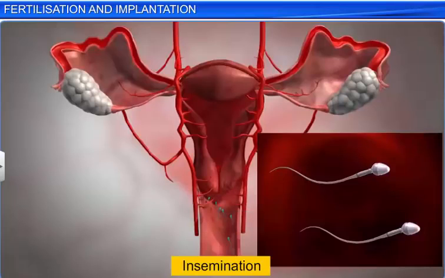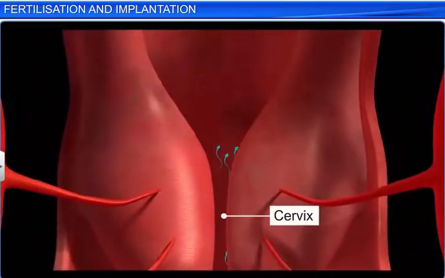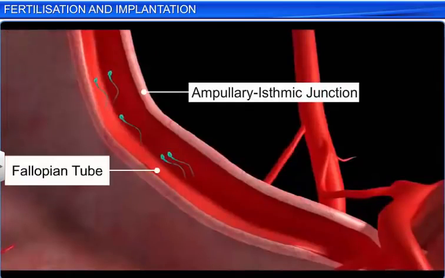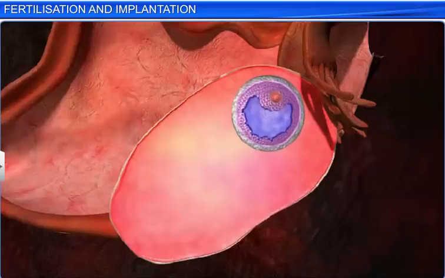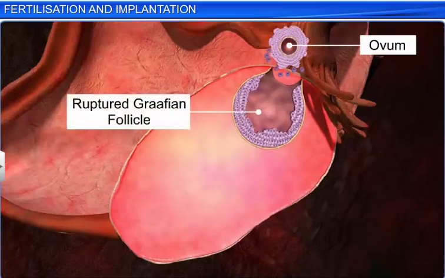Interestingly, while half of the total sperms released carry the X chromosome, the other half contain the Y chromosome. These sperms then rapidly move through the cervix, pass through the uterus, and finally reach the ampullary-isthmic junction of the fallopian tube. In the meantime, the ovum, after completing the first meiotic division, gets released into the fallopian tube with the rupture of the Graafian follicle.